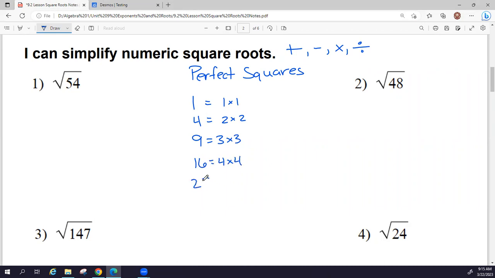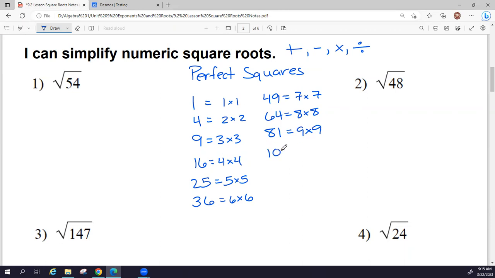And we could keep building these perfect squares by multiplying numbers by themselves. 5 times 5 is 25. 36 is 6 times 6. 49 is 7 times 7. These are some of our more common perfect squares. 64 is 8 times 8. 81 is 9 times 9. And 100 is 10 times 10. Those are the first 10. We could keep going: 11 times 11, 12 times 12, 13 times 13. We can build an infinite number of perfect squares if we keep multiplying numbers by themselves.